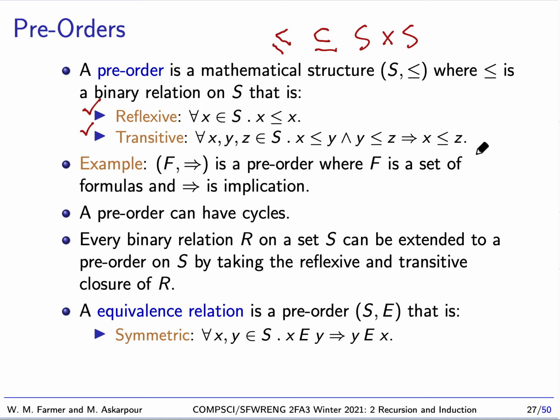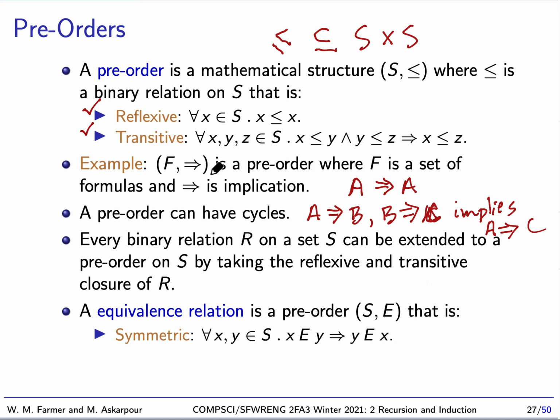An example of a preorder is a set of formulas with implication. This is a preorder because any formula implies itself. And if we have a formula A that implies B, and we have B implies C, then that implies that A implies C. So this is a good example of a preorder: the set of formulas with implication as the ordering principle.